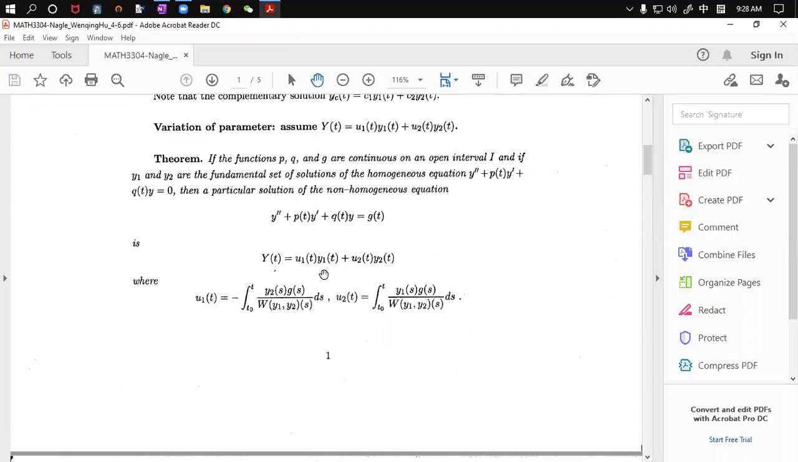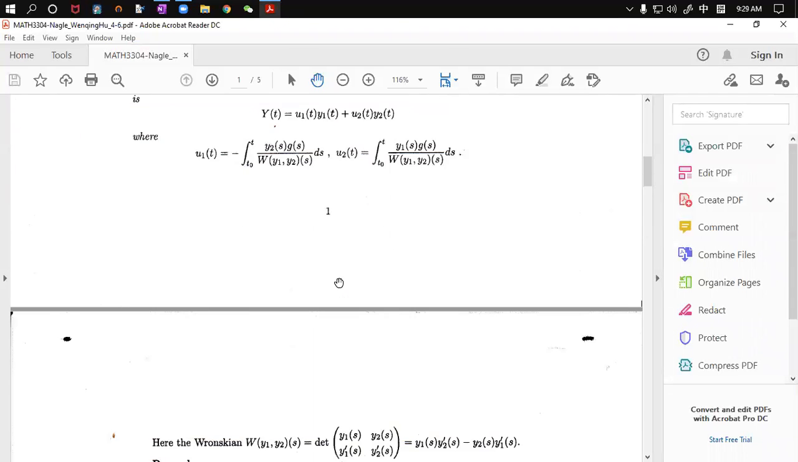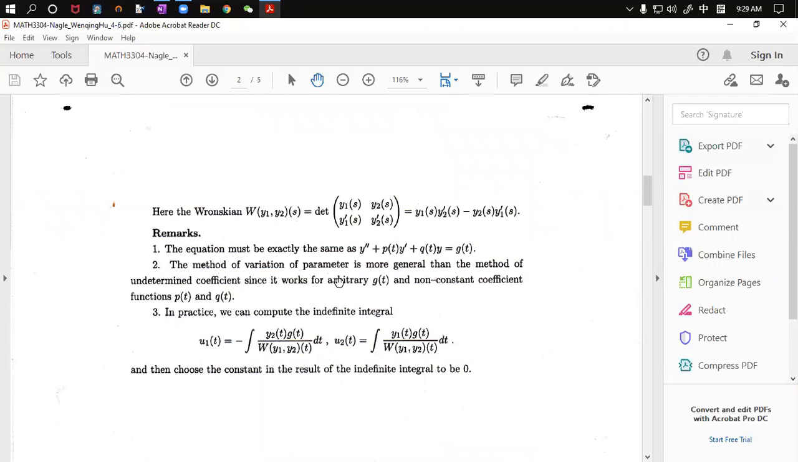Now with this formula at hand, the particular solution theory via the variation of constants is complete. You can just use these two formulas as the coefficients in front of y1, y2 to build a particular solution. That's very simple business. Here, the Wronskian is a determinant, so that's y1 y2 prime minus y2 y1 prime.